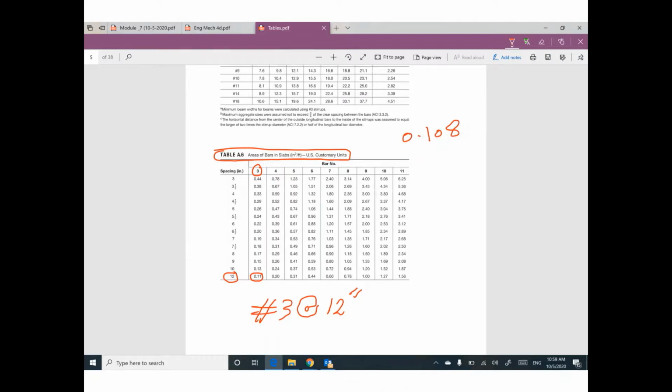So here is the number, the size of the bar. Here is the spacing between these bars. Here is the area steel per foot. So based on the area steel per foot, you got it? I will select my number, and this number will tell you what is the size and what is the spacing between bars.